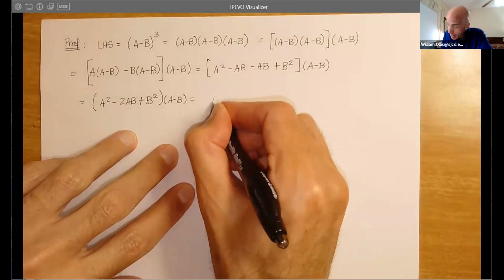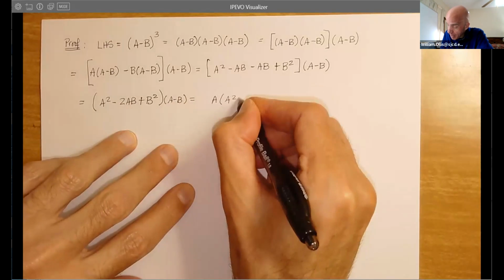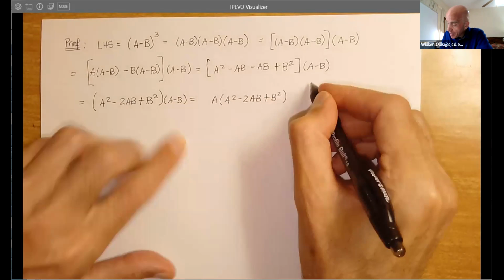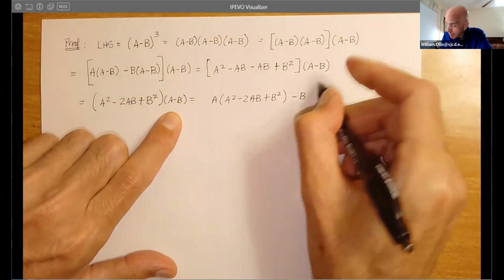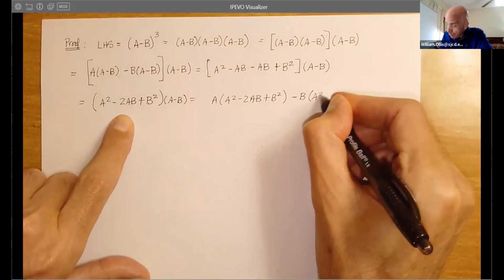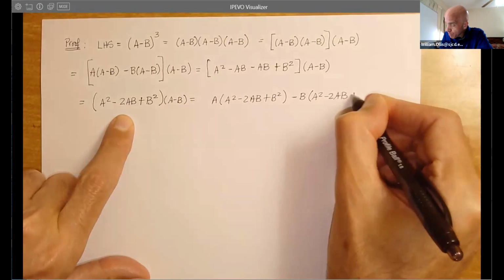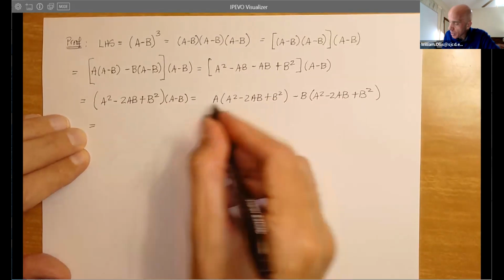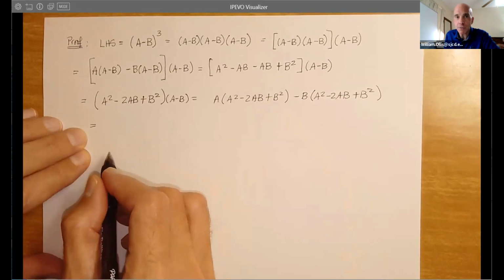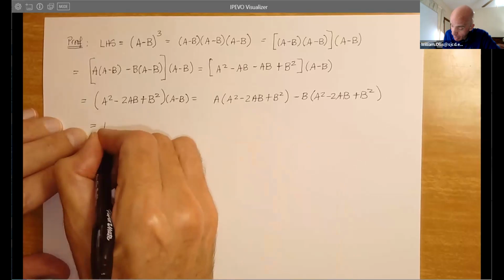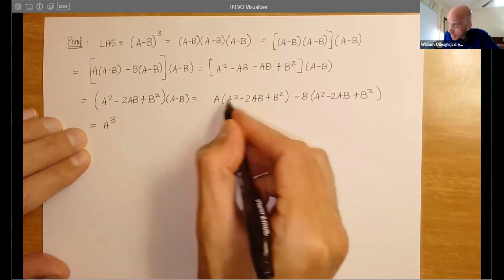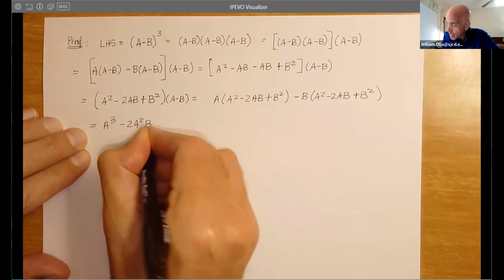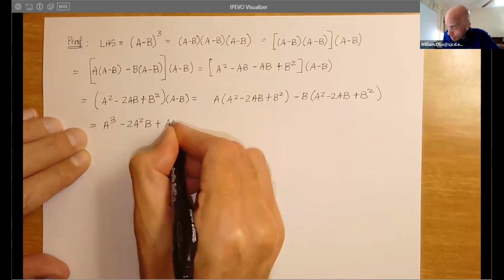So let's write it as a times (a squared minus 2ab plus b squared), and then minus the b times (a squared minus 2ab plus b squared). You're thinking, I'd prefer the binomial theorem because this is a lot of work. Now let's go ahead and multiply through. Again, we keep using the distributive law. So now we have a times a squared, a cubed, a times the negative 2ab, so that's negative 2a squared b, a times b squared, plus a times b squared.